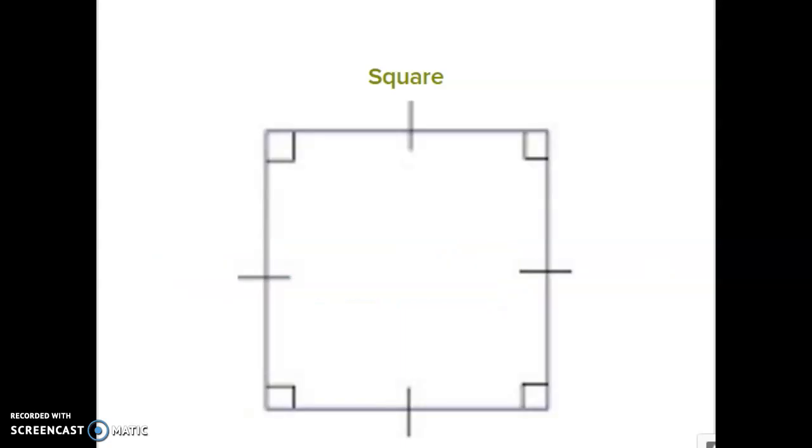So here, okay, we have a square. All four sides are congruent, all four angles are congruent, and we can also make note of the parallel because all of our shapes have had parallel sides like that.